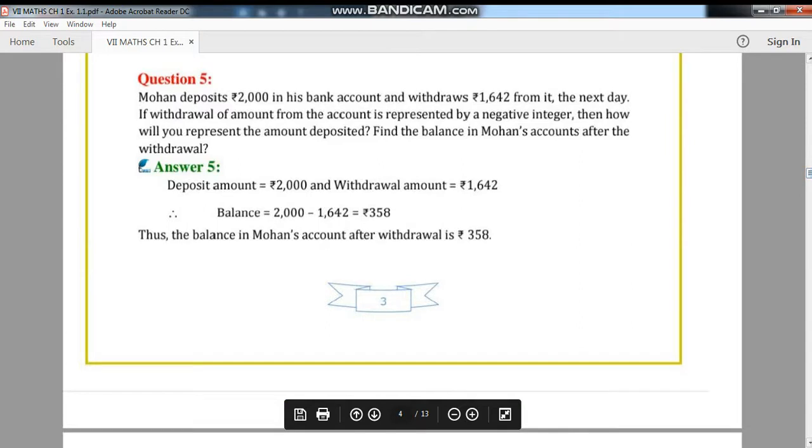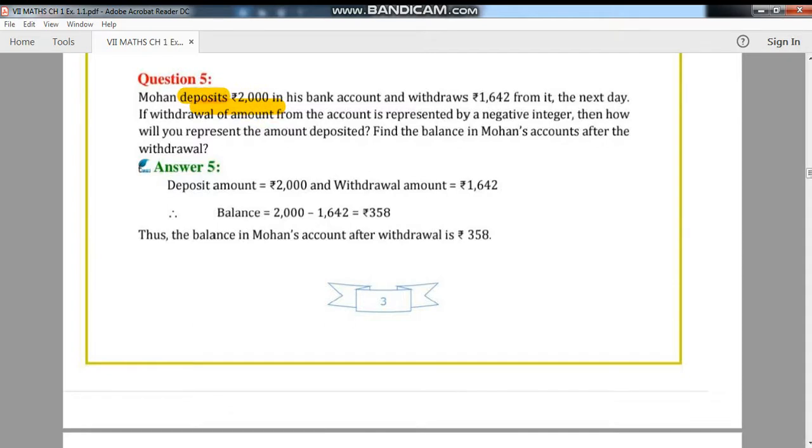In question number 5, it is said that Mohan has deposited 2000 rupees in the bank. Deposited means in Hindi we can say paisa jama karna, while he has withdrawn 1642 rupees. Withdraw means bank se paisa nikal lena. So what will be the difference? We have to find out the balance, and for finding out the balance we do the subtraction.